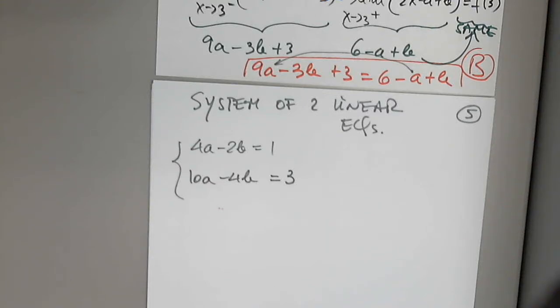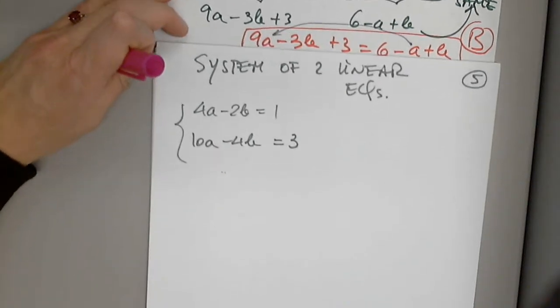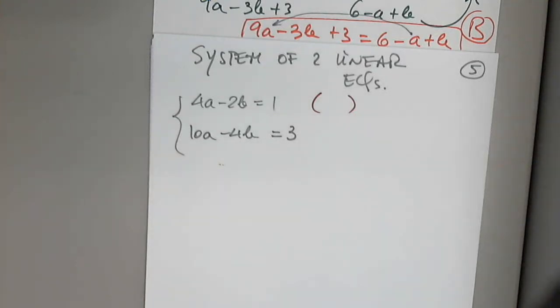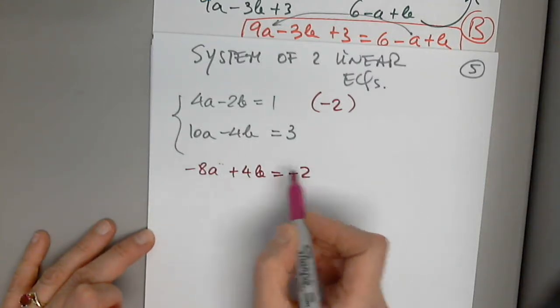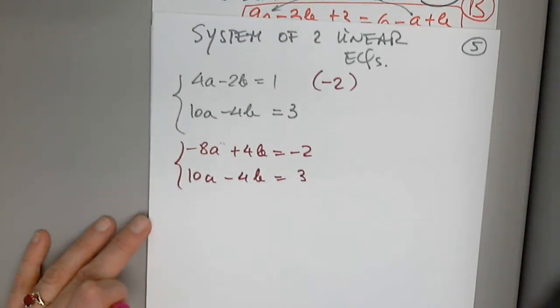For such a system, we have at least 2 different methods. I'm thinking of elimination. Which variable would you like to eliminate? Exactly. Why b and not a? Because it's easier. And I will multiply the first equation both sides by negative 2. Negative 8a plus 4b equals negative 2. 10a minus 4b equals 3. Excellent.